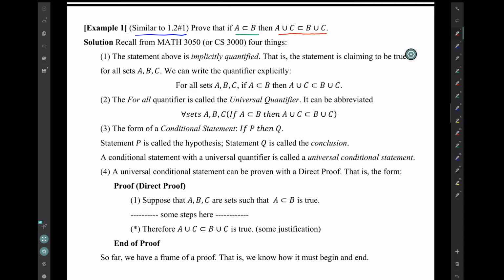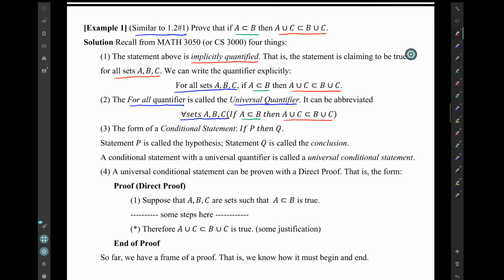First of all, the statement above is what's called implicitly quantified. That is, the statement is claiming to be true for all sets A, B, and C. We can write the quantifier explicitly: for all sets A, B, and C, if A is a subset of B, then A union C is a subset of B union C. And as I said earlier in the video, the for all quantifier is called the universal quantifier and can be abbreviated this way: upside down capital A, spoken for all sets A, B, C, if A is a subset of B, then A union C is a subset of B union C.